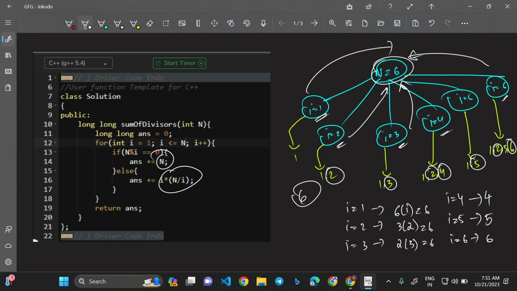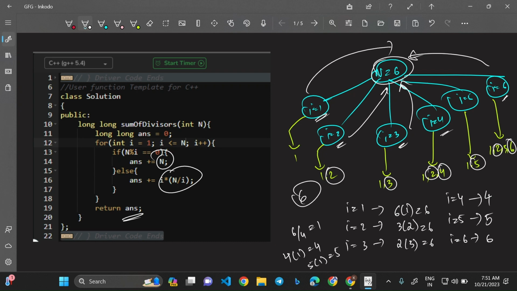So there are 6 numbers. In that 6 numbers, n divided by I. So if we take I equal to 4, so 6 by 4, that is only one instance we get 4. So the contribution is 4 times 1, that is equal to 4. Same is the case with 5, 5 times 1, which is equal to 5. So that's it. So we'll be adding to the sum and we'll be returning the answer.